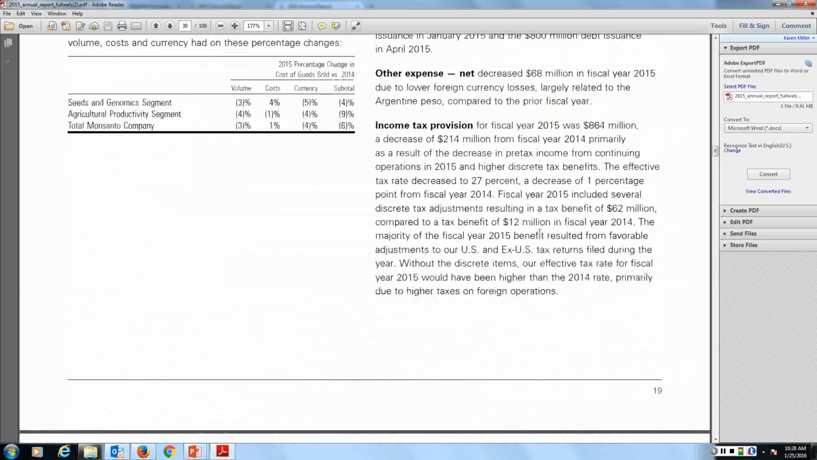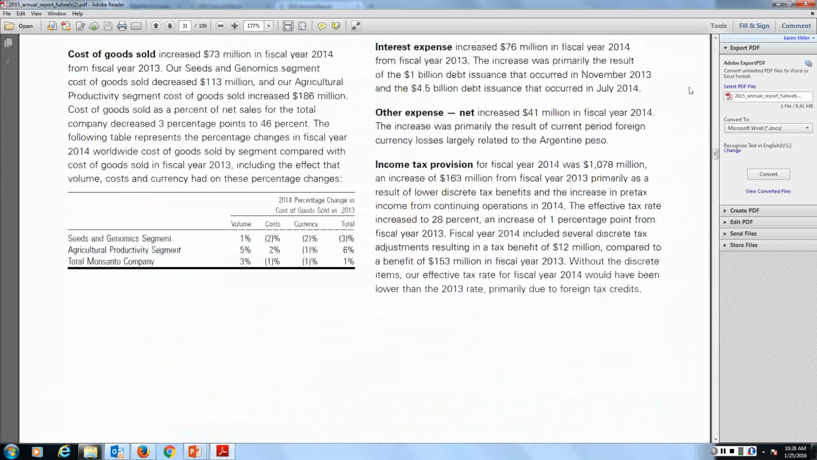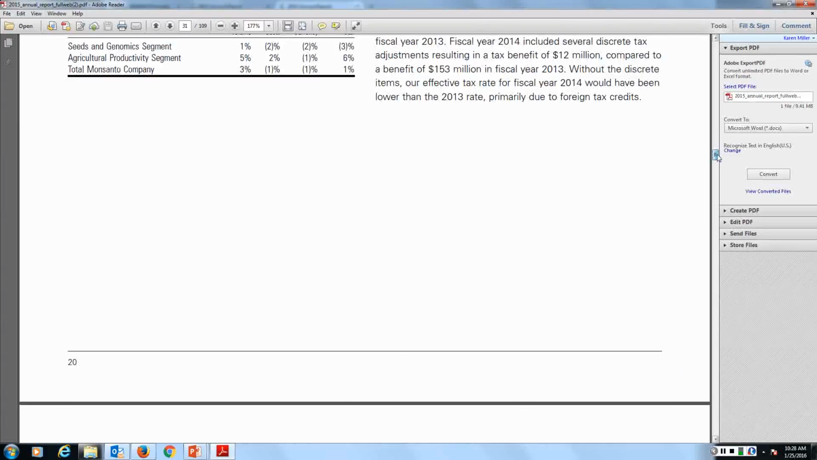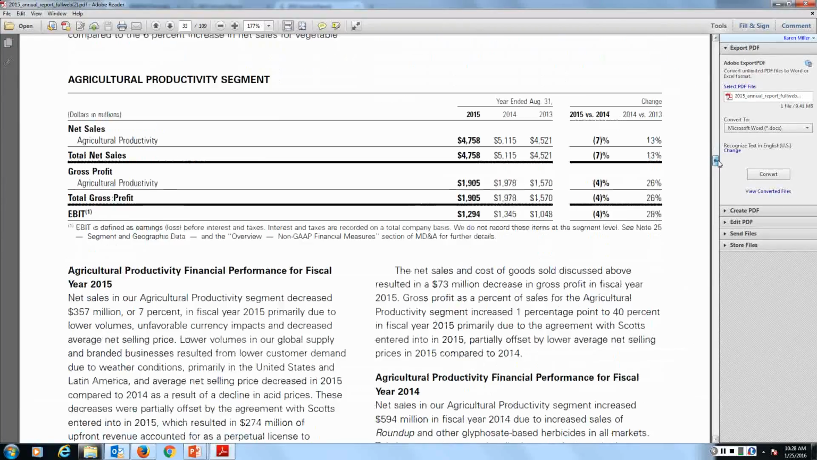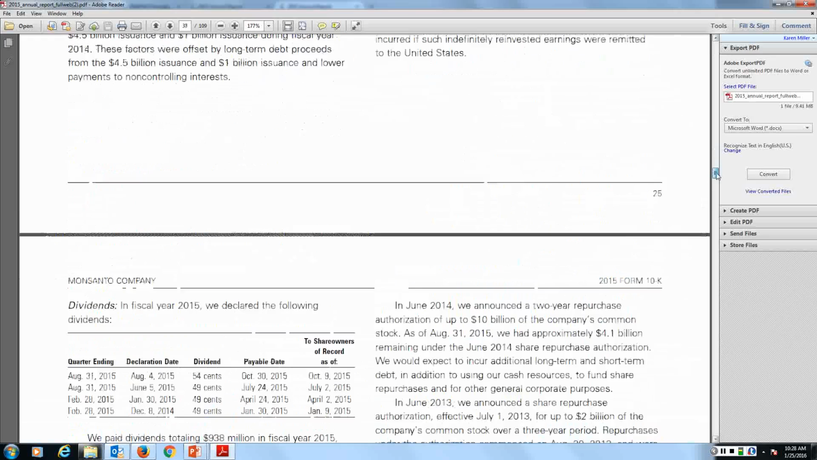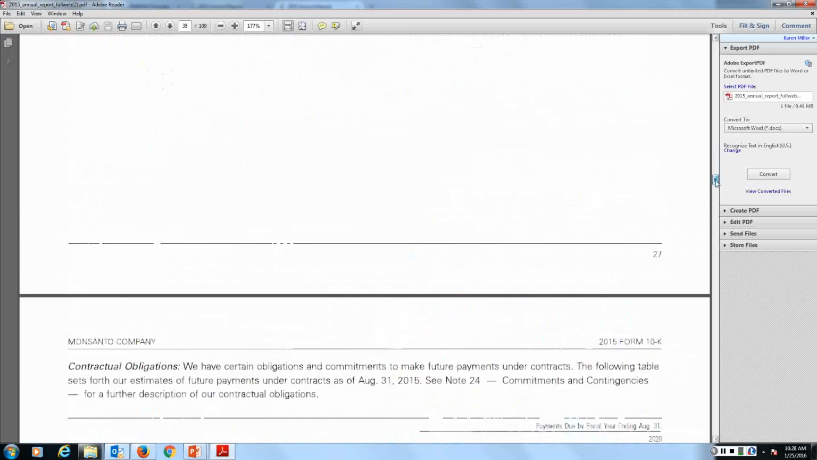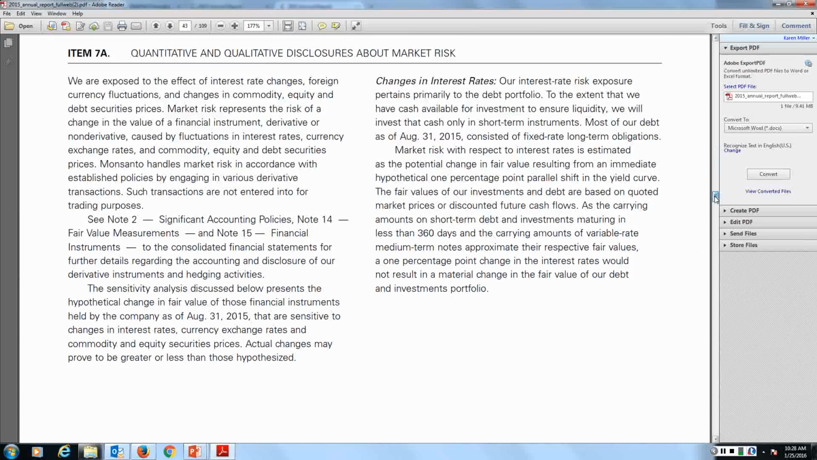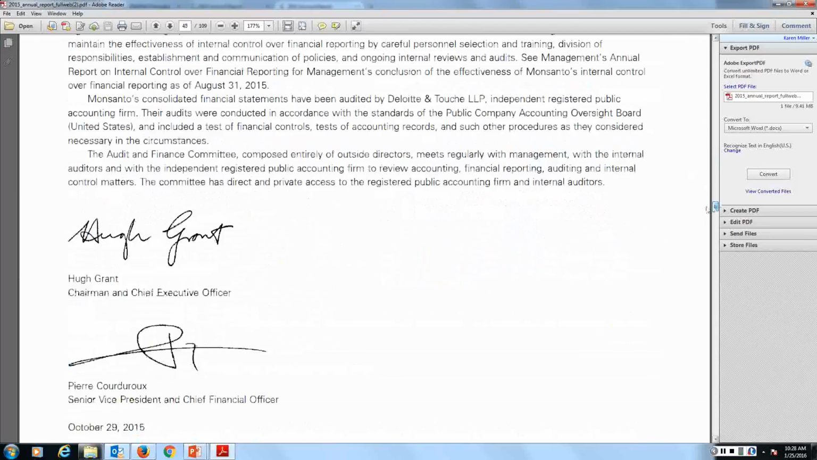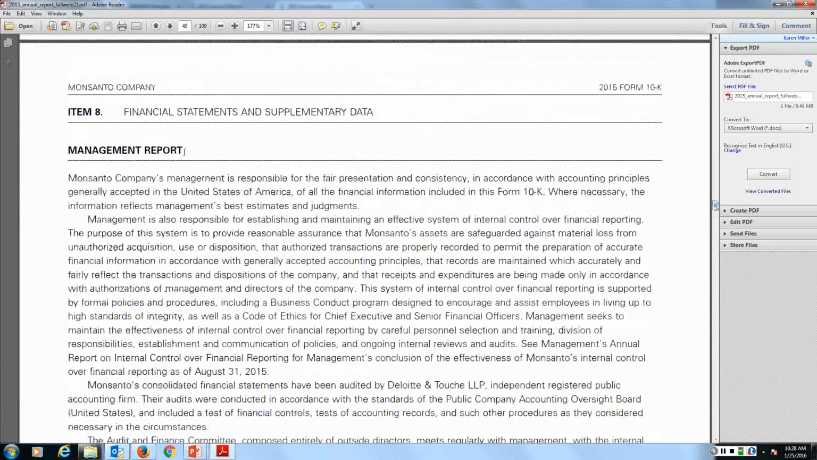But once again, these are just highlights. So we're not actually looking at the company's financial statements yet. All right, this is information they just want you to see. The SEC requires lots of detailed information about their organization. And finally, we should come down to management's report.